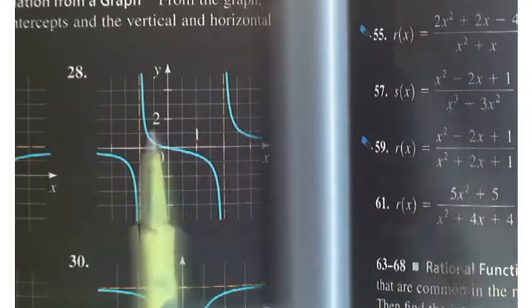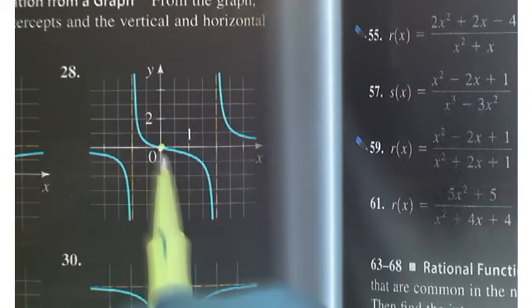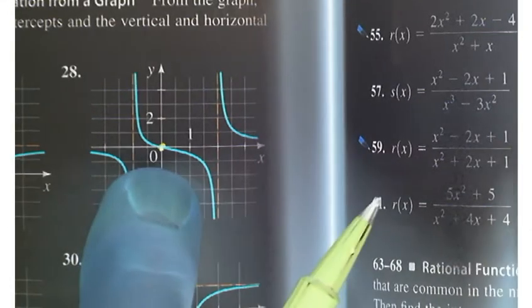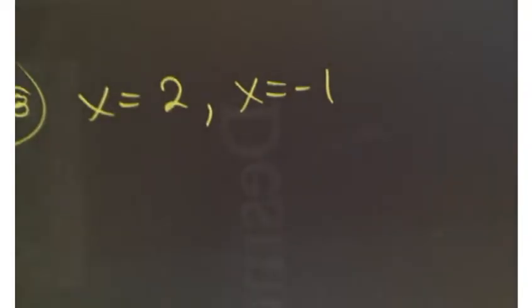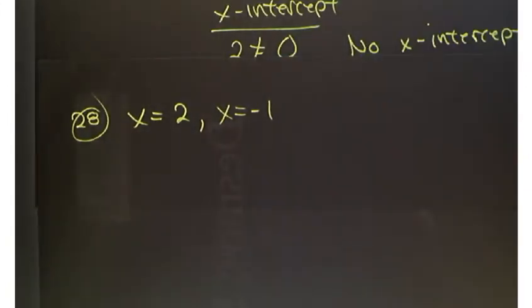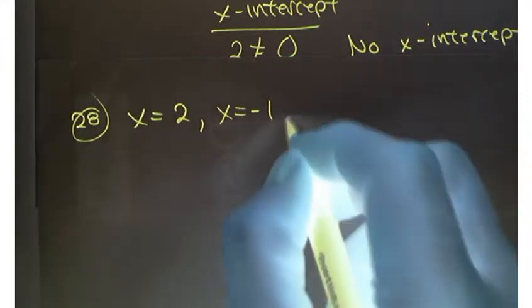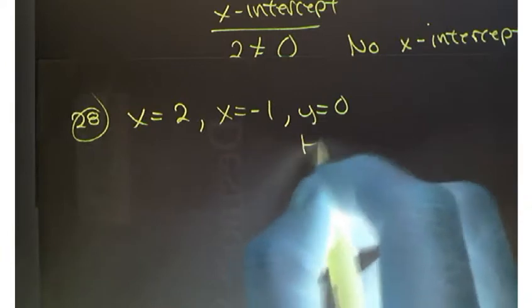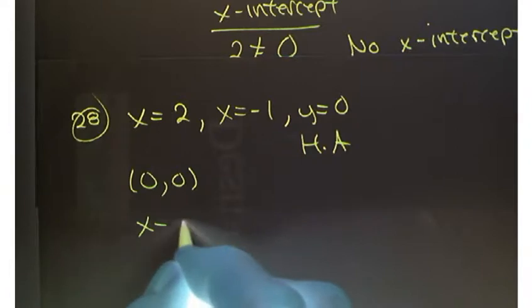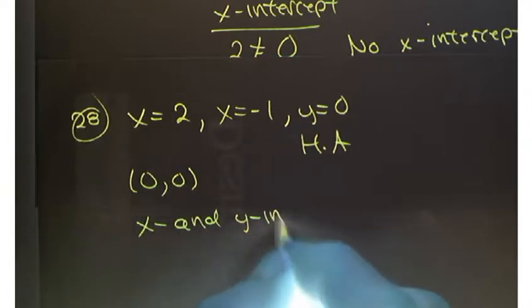Actually, it does cross the x-axis right at the origin, but that gives us the answer to a different question. It asks you to define the x and y-intercepts. In this case, the x and y-intercepts are the same, 0 and 0. That doesn't mean that you can't have a horizontal asymptote. You can cross your horizontal asymptotes. So y equals 0 is your horizontal asymptote, and 0, 0 are your x and y intercepts.